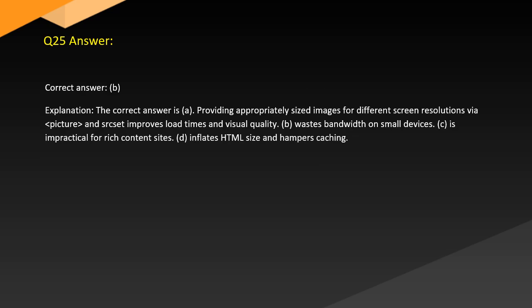Answer. Correct answer. B. Explanation. The correct answer is A. Providing appropriately sized images for different screen resolutions via an srcset improves load times and visual quality. B. Wastes bandwidth on small devices. C. Is impractical for rich content sites. D. Inflates HTML size and hampers caching.